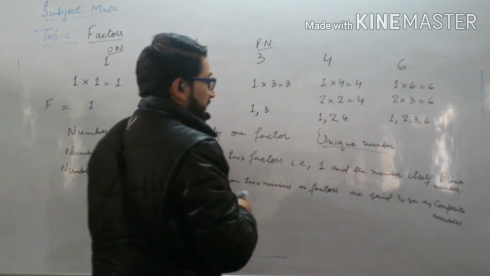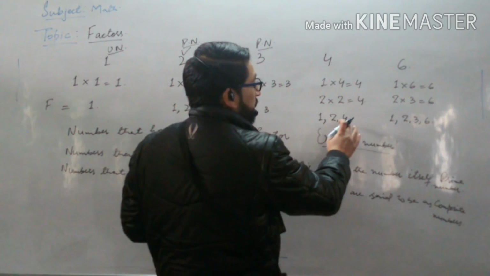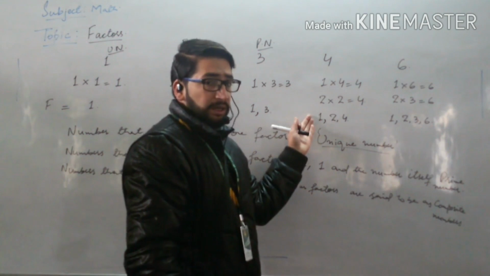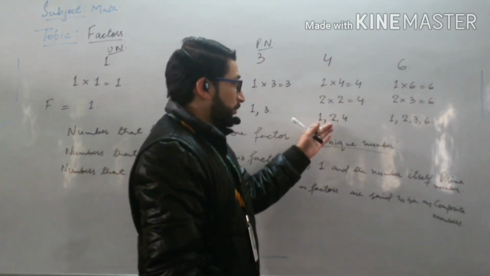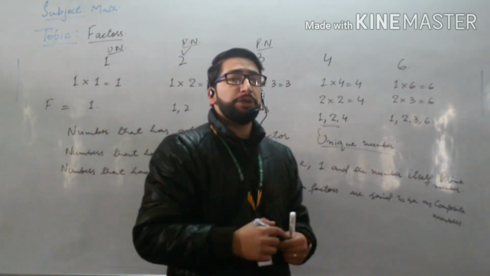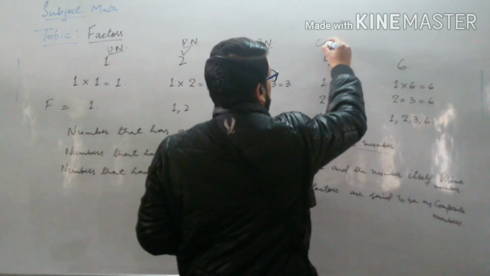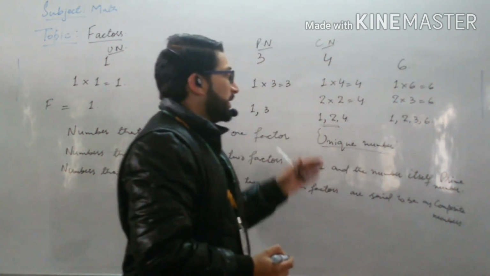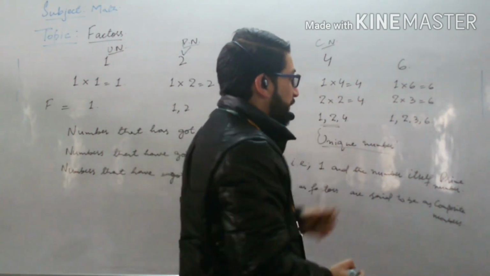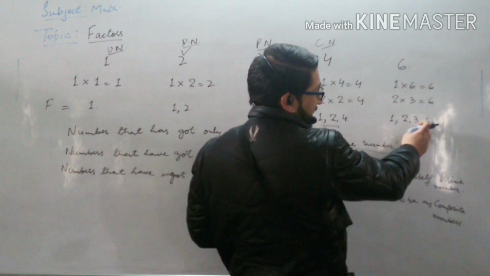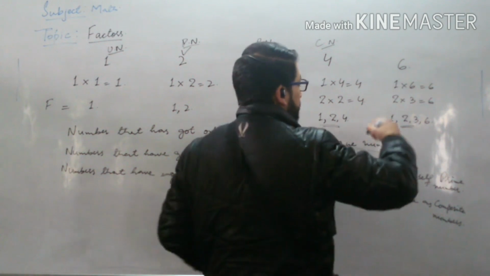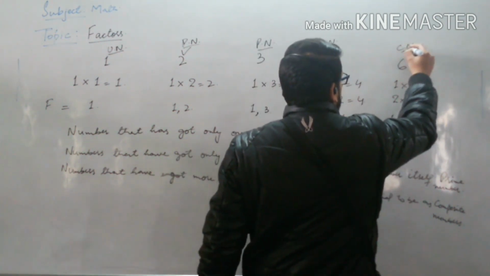So here the factors of 4 are 1, 2, 4. That means 3 factors: 1, 2 and the number itself. First 1 and then the number itself, and also we have 2 here. So these are more than 2 factors. Whenever a number has got more than 2 factors, that number is said to be a composite number. So here 4 is a composite number because it has got more than 2 factors. So is 6. 6 has got 1 and the number itself, including 2 and 3. So it has got more than 2 factors. So a number having more than 2 factors is called a composite number.